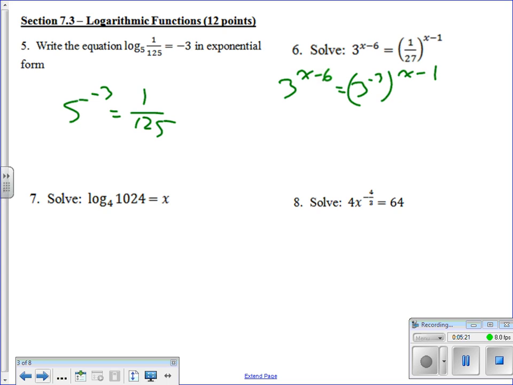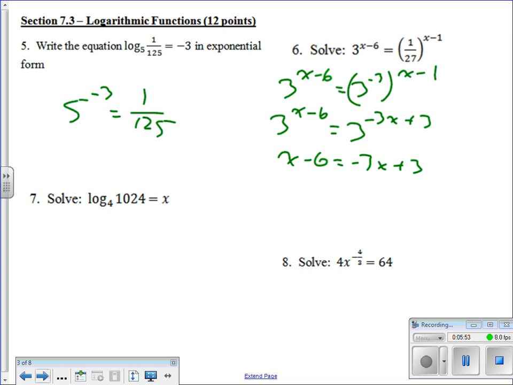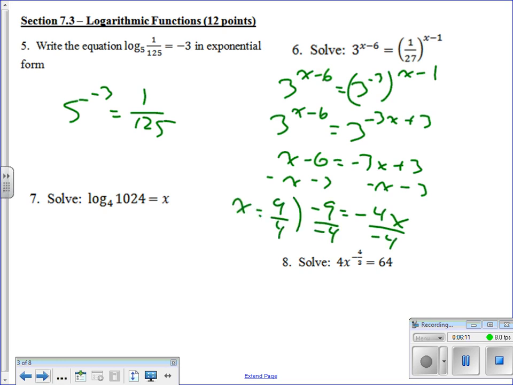I have 3 to some power. I have 3 to some power raised to a power. I need to make the second one just 1 power. I've got 2 powers there. What do you do? You multiply the exponents. 3 to the x minus 6 equals 3 to the negative 3x plus 3. 3 to some power equals 3 to some power. Set those exponents equal. X minus 6 equals negative 3x plus 3. Solve. You get all your x's on one side, numbers on the other. Add 3x, add 6. 4x equals 9. Divide by 4. X equals 9 fourths.